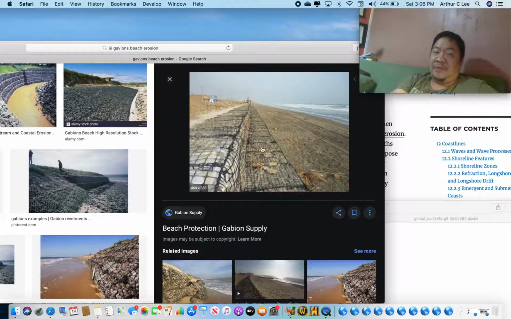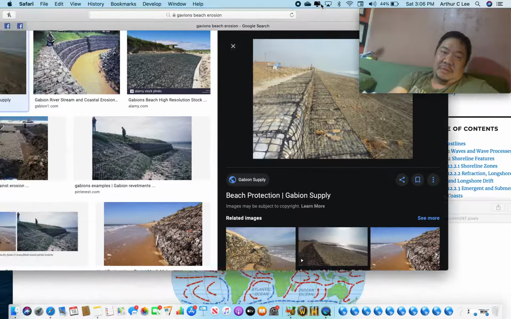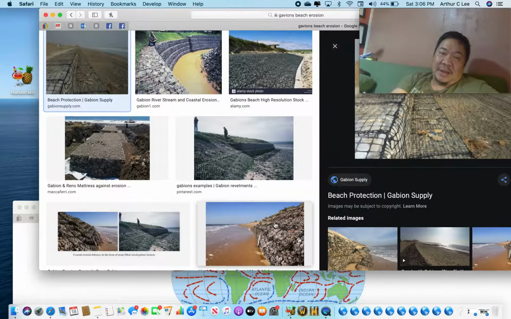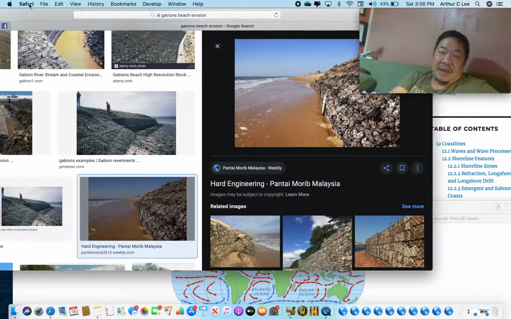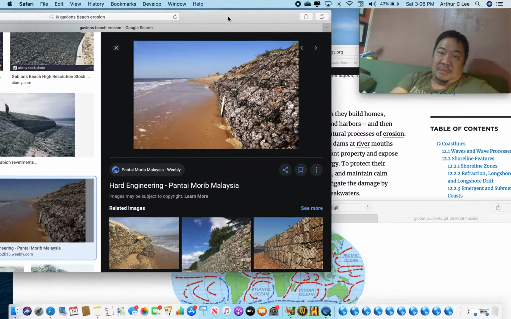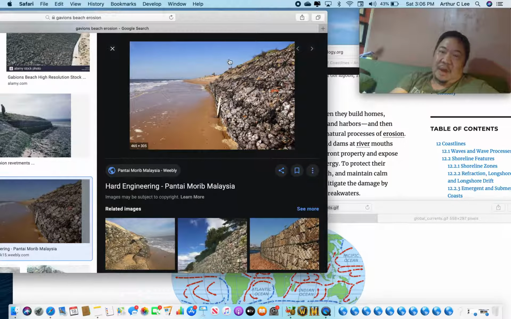Problem with this is it's very unattractive. People like to see natural beach in front of the property, but it is one thing you can do is buy cages of rocks called gabions and put them in front of your property.